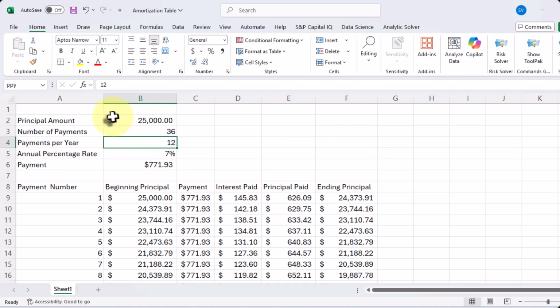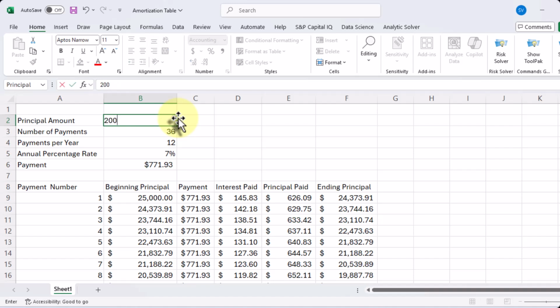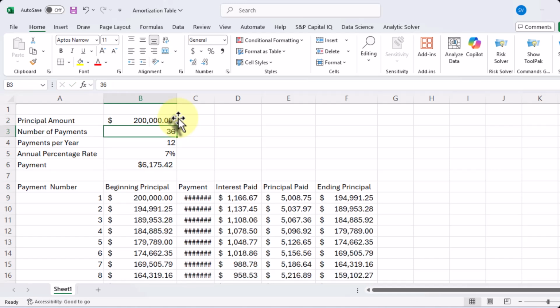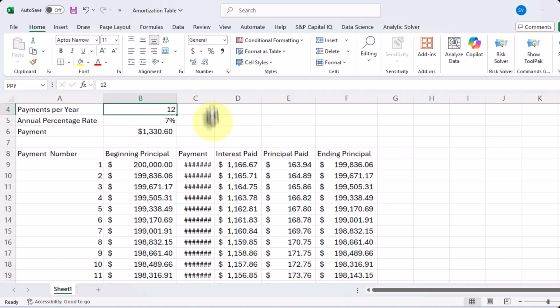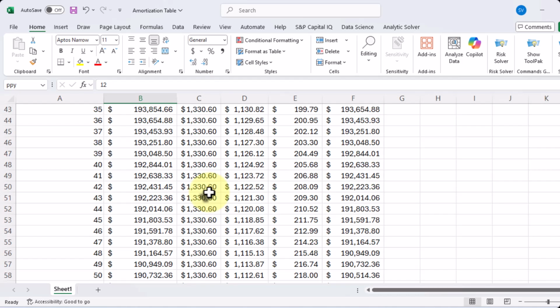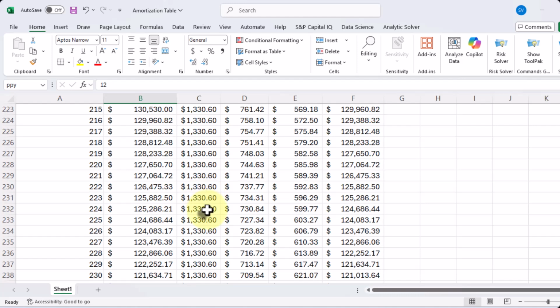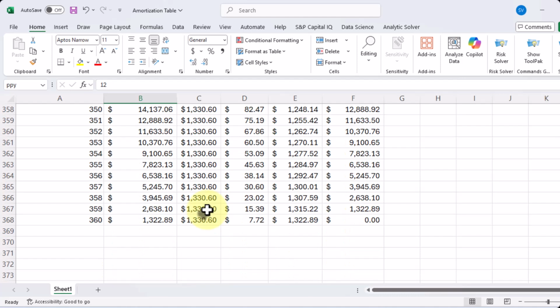Let's say we're taking out a big conventional mortgage for 360 payments for 30 years. That's going to be, let's say, $200,000. And I want 360 payments, so 30 years of monthly payments, and I get a payment amount of $1,330.60. You might want to reformat that there. And if I scroll down all the way here, way down here, it pays off where the ending principal is 0, which is exactly what I want to see.